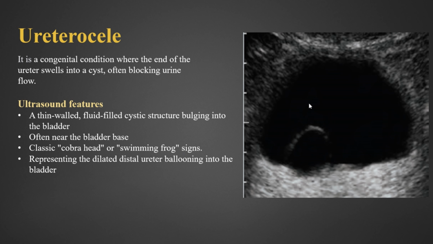As here we can see the partially filled urinary bladder, and at the base of the urinary bladder we can see a thin walled fluid filled cystic structure bulging into the urinary bladder, and this distal ureter ballooning into the base of the urinary bladder is ureterocele.